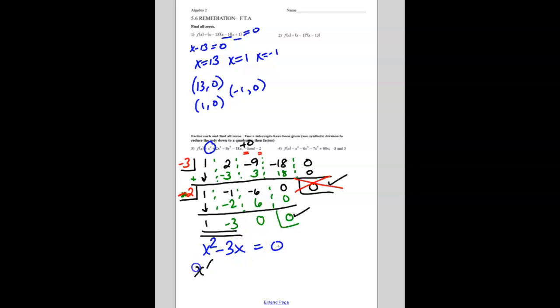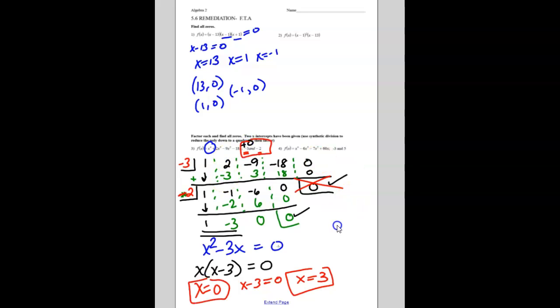So common factor of x taken out, x times x minus 3. And then if you solve, this one would be easy, x equals 0. And then if you solved x minus 3 equals 0, you're going to get x equals 3. So there's 1, 2, and then the other 2 solutions I already gave you. 3, 4 solutions. I think that's all they wanted me to do there.